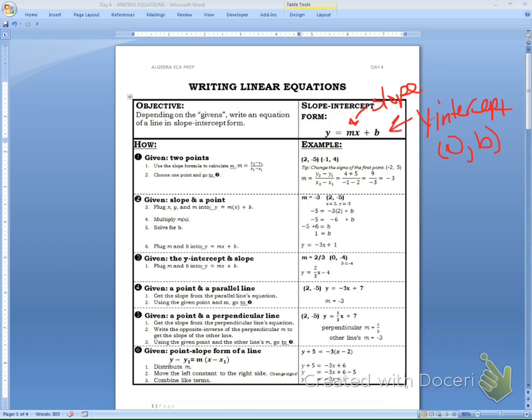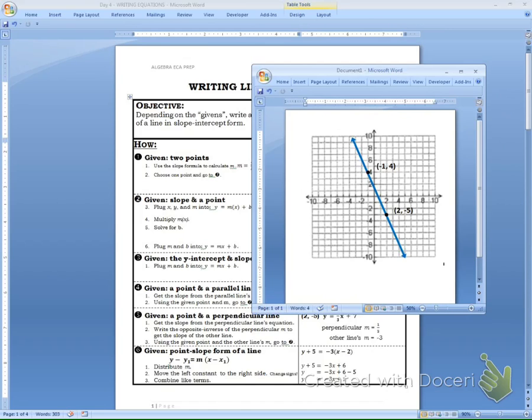Now, another way that they could give you the 2 points, they wrote them out for you, but another way they can give them to you is just with a graph. Like here I have a graph, and there's 2 points on the line that intersect on the coordinate plane, and you would have to actually find out the coordinates of those points. They may not always have the coordinates listed right beside those 2 points. So that's the same 2 points.